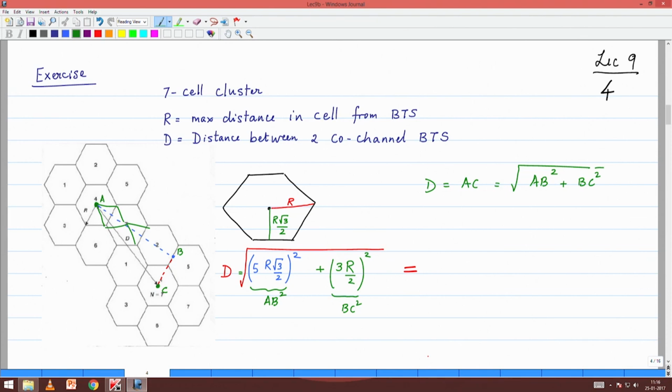Are you going along the altitude of the equilateral triangle, or are you going along the side of the hexagon, in which case it will be multiples of R. If it's going along the altitude, it will be multiples of R root 3 by 2. So do an example calculation and find out what the distance is, because that's a useful parameter that we'll be coming back to discuss several times in the course of understanding cellular systems.